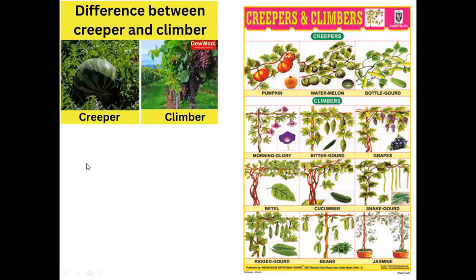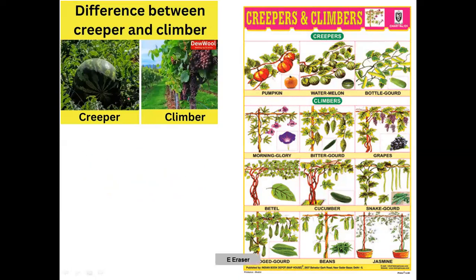Apart from this, there are other plants called creepers. You might have seen creepers, for example watermelon, pumpkin, bottle gourd. They grow on the surface. But the climbers need some kind of structure for support. Morning glory, cucumber, snake gourd are all climbers. With the help of the hook, they grow and extend their vegetative structure. But the creepers mainly grow on the soil surface.